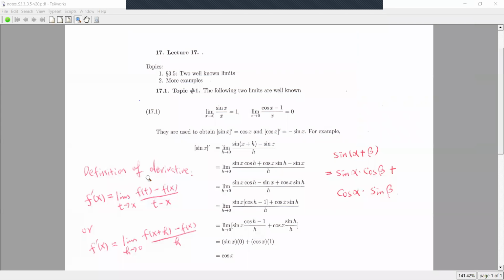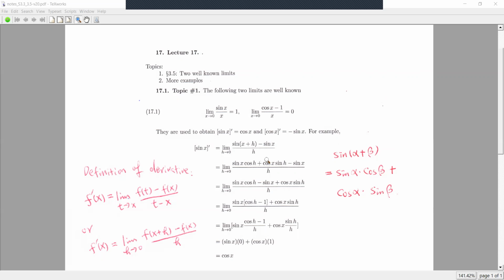By the definition of derivative, derivative of sine is this limit. To find this limit, we can try direct substitution. Plug in 0 in h, then we have sine of x minus sine of x over 0. Sine of x minus sine of x is 0. So we have 0 over 0. We cannot tell this limit.